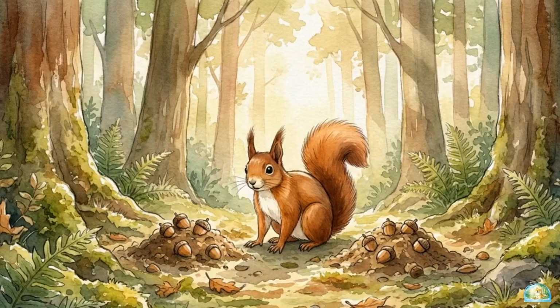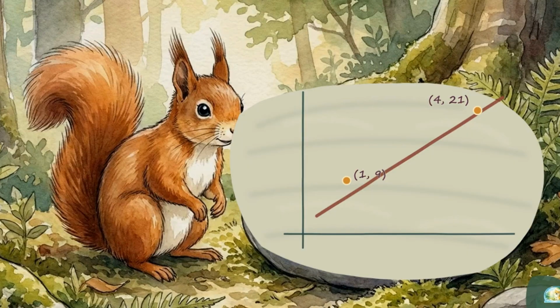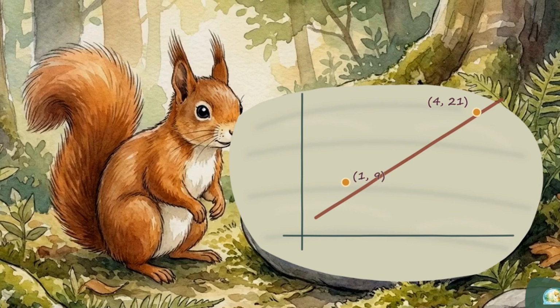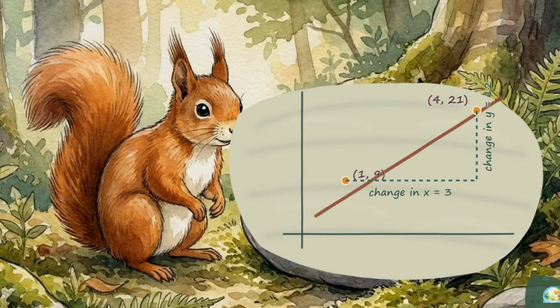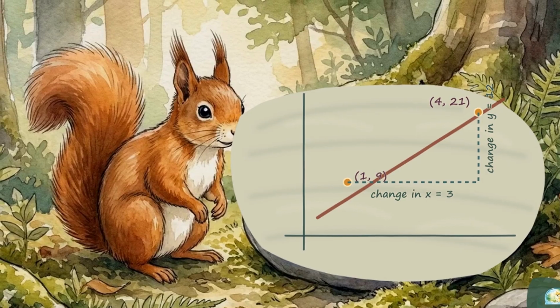A red squirrel moves between two time-step caches. This represents a linear function passing through two specific points, 1, 9, and 4, 21. The graph passes through 1, 9, and 4, 21. The output change is 12. The input change is 3. 12 divided by 3 is 4. 4 is the slope, the rate per input unit, not the total output change.